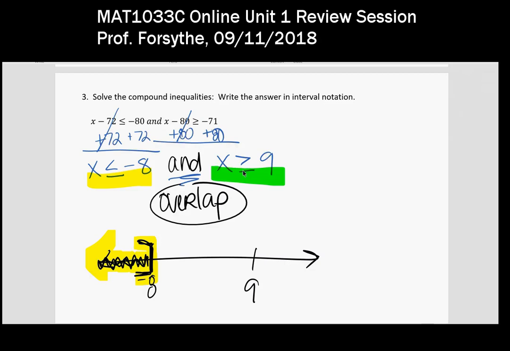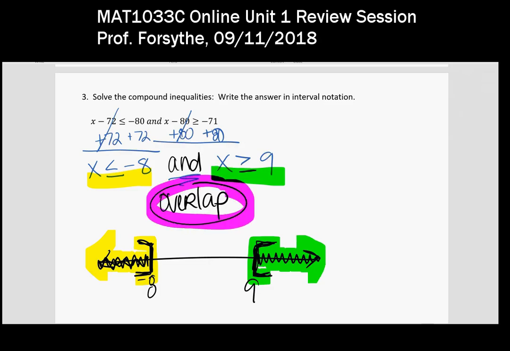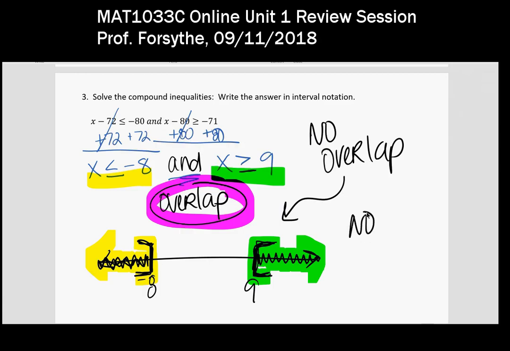Let's look at the next one. X is greater than or equal to 9. So here's 9. All the values greater than 9 are to the right. And then it's greater than or equal to, so we're going to use a bracket. This is going to be your graph for that inequality. Now, if we need the overlap, it is not overlapping. There is no overlap. So that means that it is no solution.